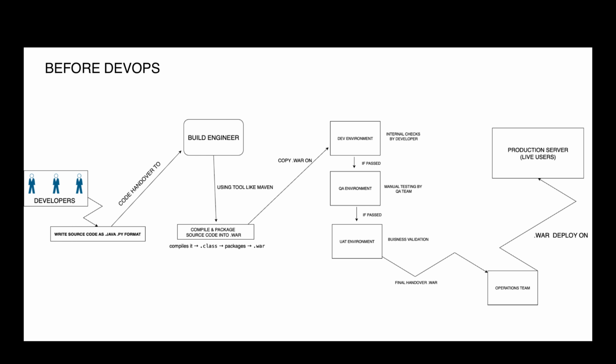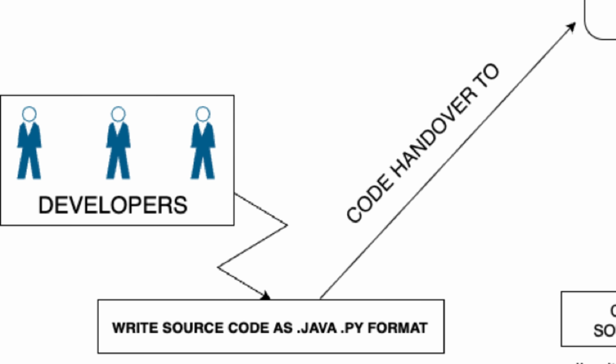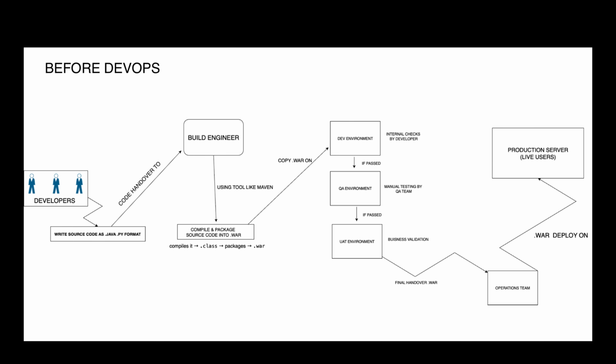The process starts with developers. A developer writes source code in a programming language like Java or Python. The source code is written in raw format, for example .java or .py extension files. Once their work is done, the code is handed over to the next team, the build engineer.